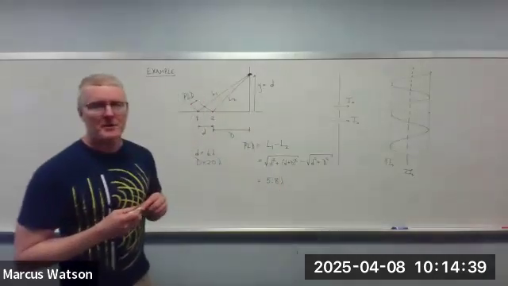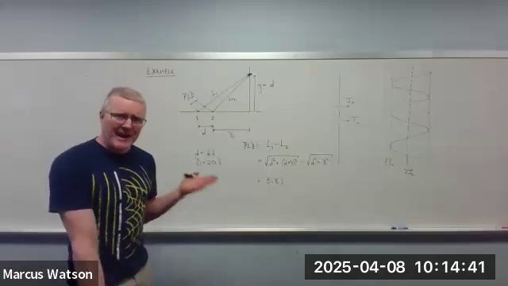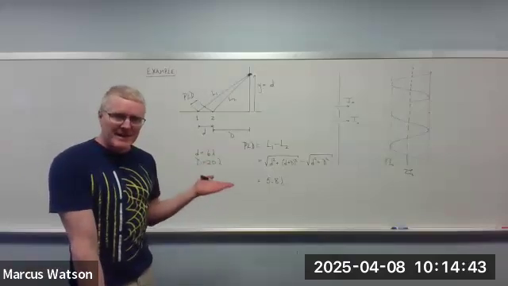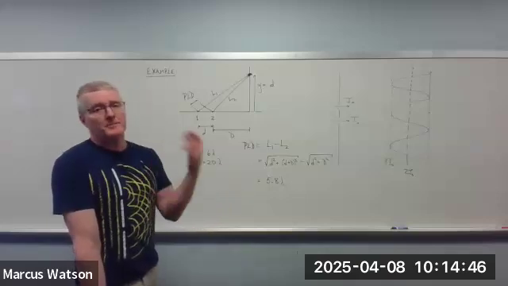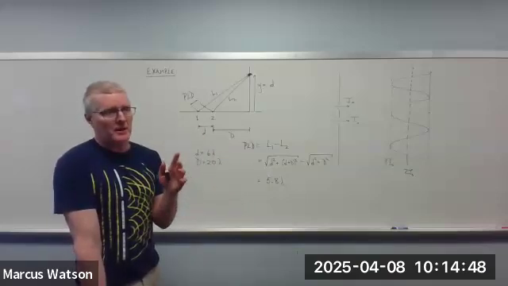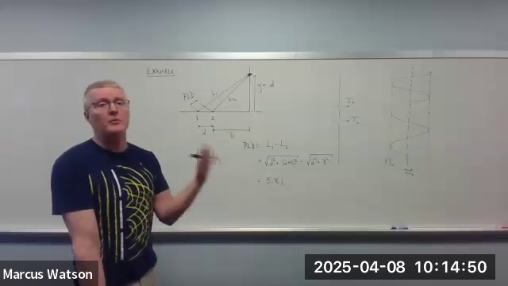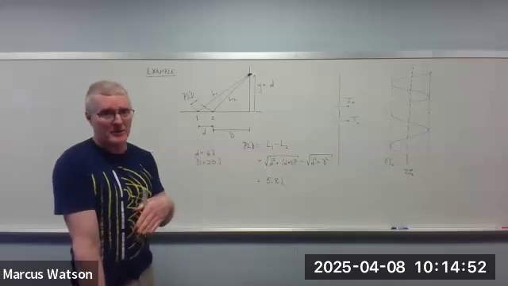5.8 lambdas. You might ask yourself, what kind of interference is that? Is that constructive? Is that destructive? Well, let's do this. I'm going to look at it in terms of wavelength, and then we'll look at it in terms of phase angle.